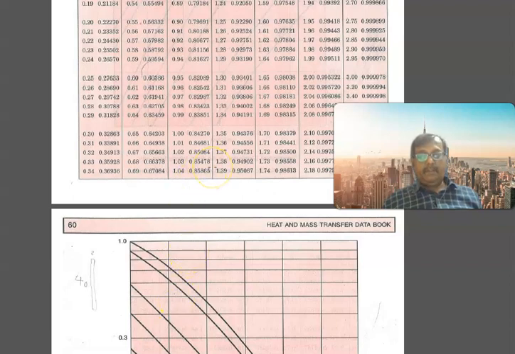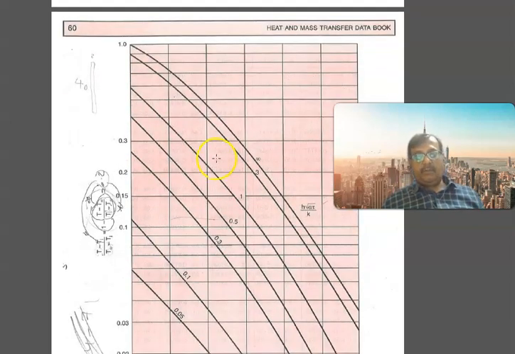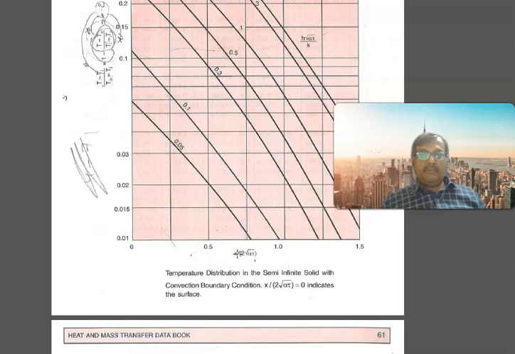Hi friends, let me show the Heisler chart and lumped heat analysis. Before going to that, I would like to show the graph from the heat and mass transfer data book, which will be most useful for solving the problems in a graphical way.